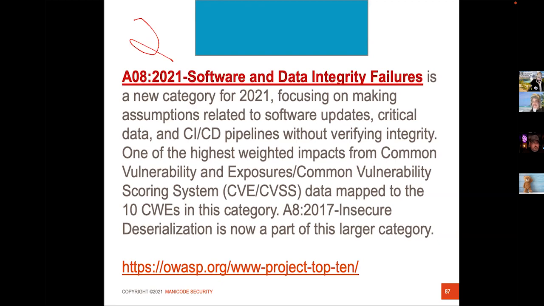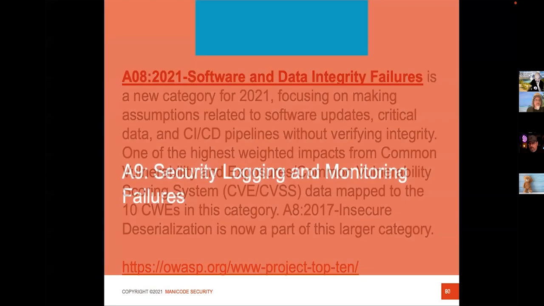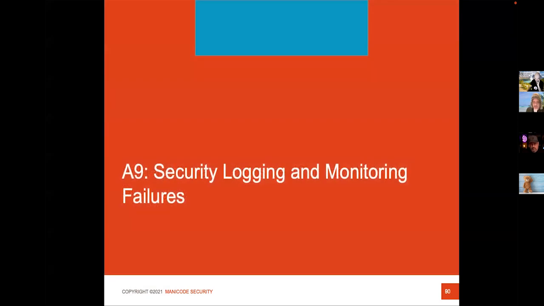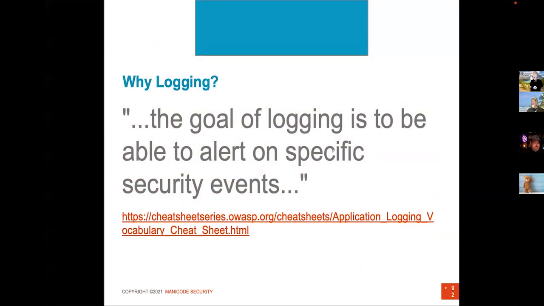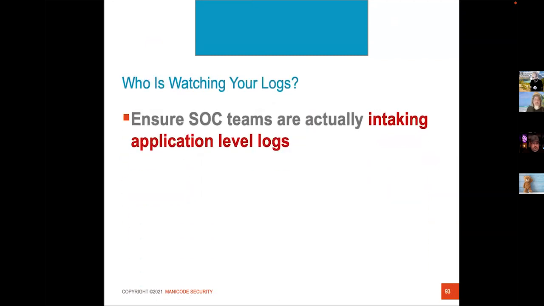So let's look at A9, security logging and monitoring failures. The biggest thing I worry about here is how do I get developers to do complete logs, and how do I get operational teams to actually intake logs from applications properly? Because the goal of logging is to alert on security events and compliance, blah, blah, blah. But the real goal of logging is when I'm being hacked, I want to know about it. Yeah, compliance and whatever else.